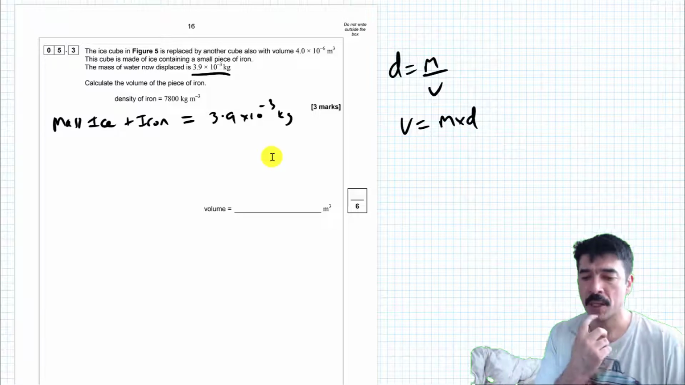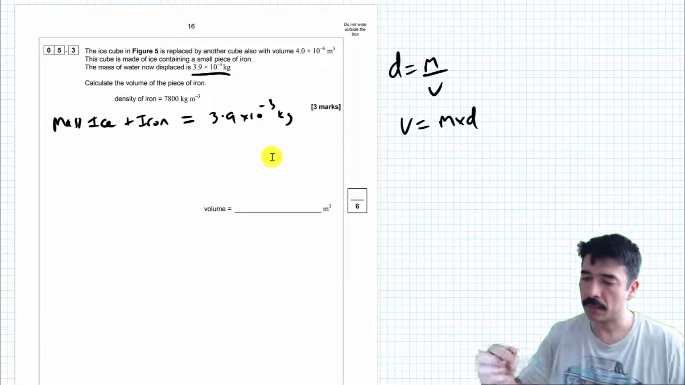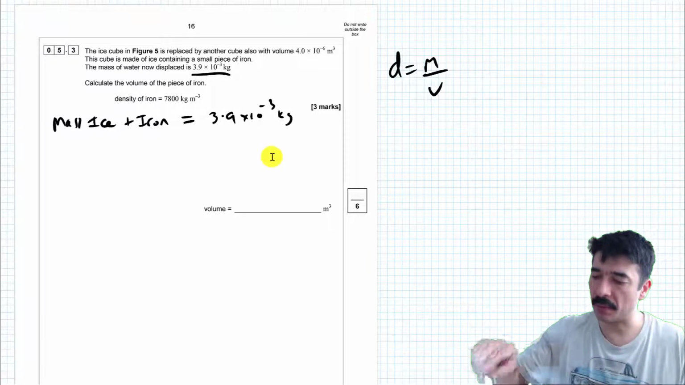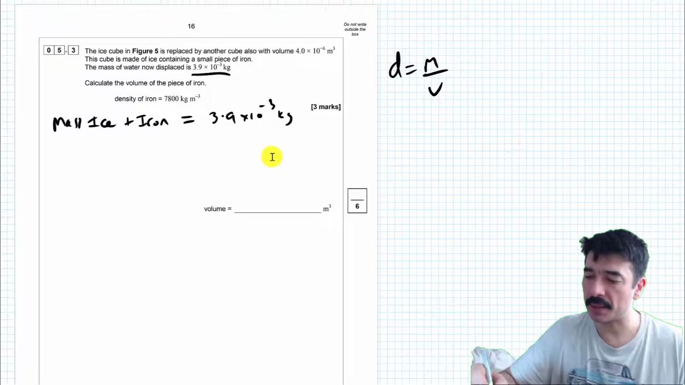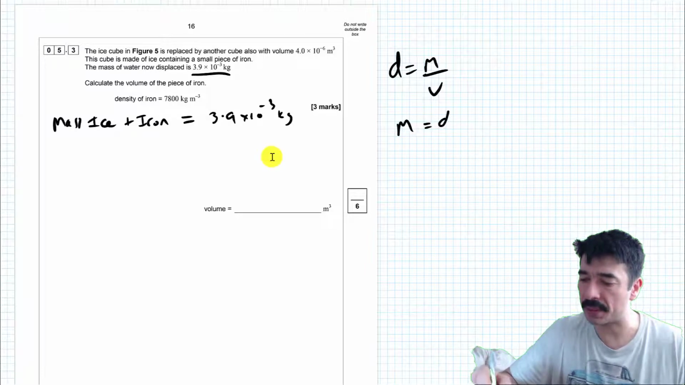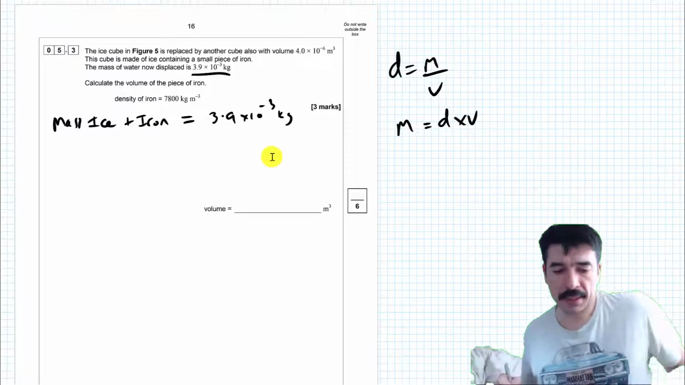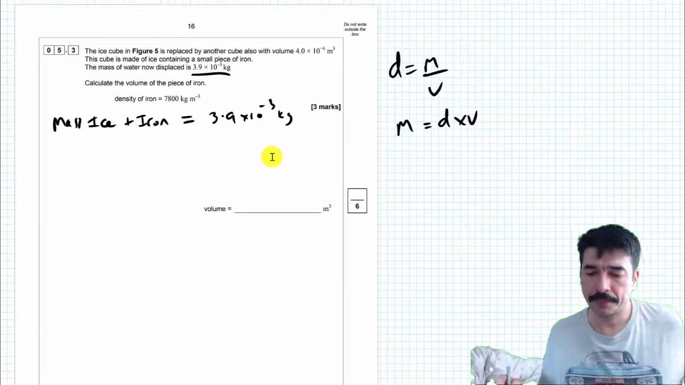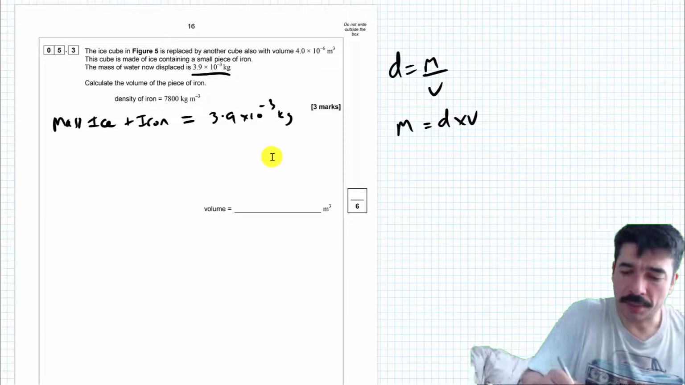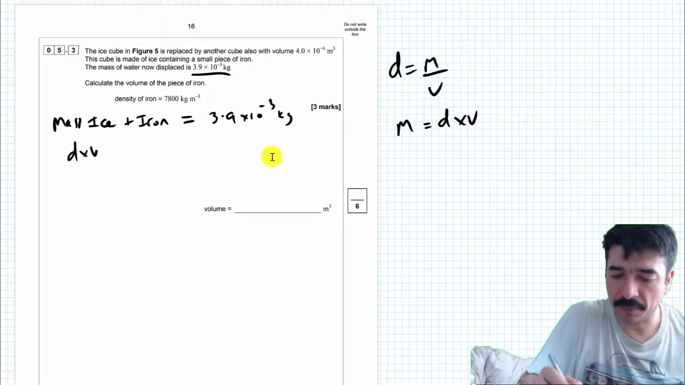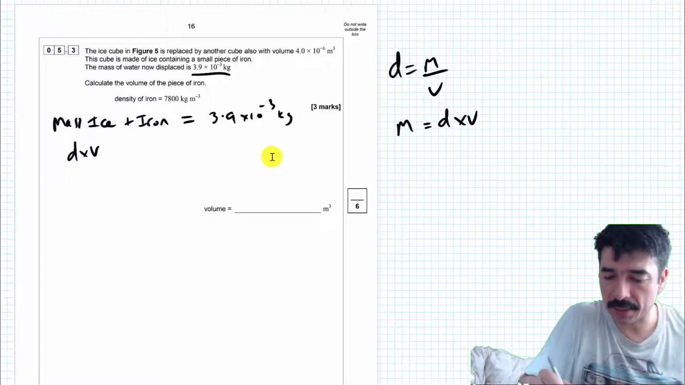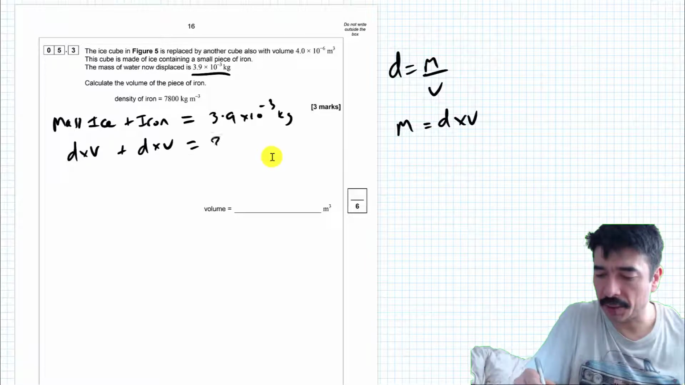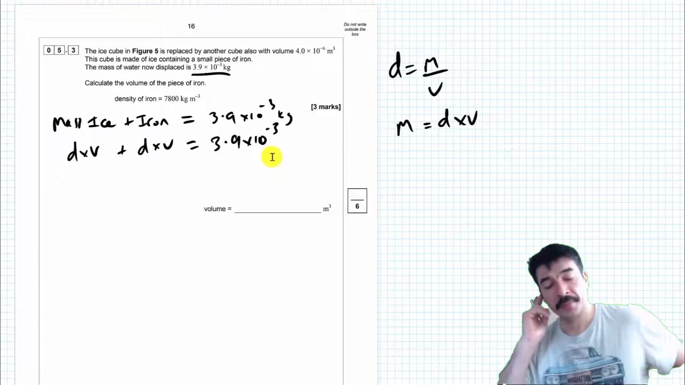Right, and let me just go back here a second. It's not volume I want, is it? It's mass. So mass will be equal to density times volume. Right, so I should be able to work out density times volume for the ice and add it to density times volume for the iron, and it should all add up to 3.9 times 10 to the minus 3 kilograms. Right.